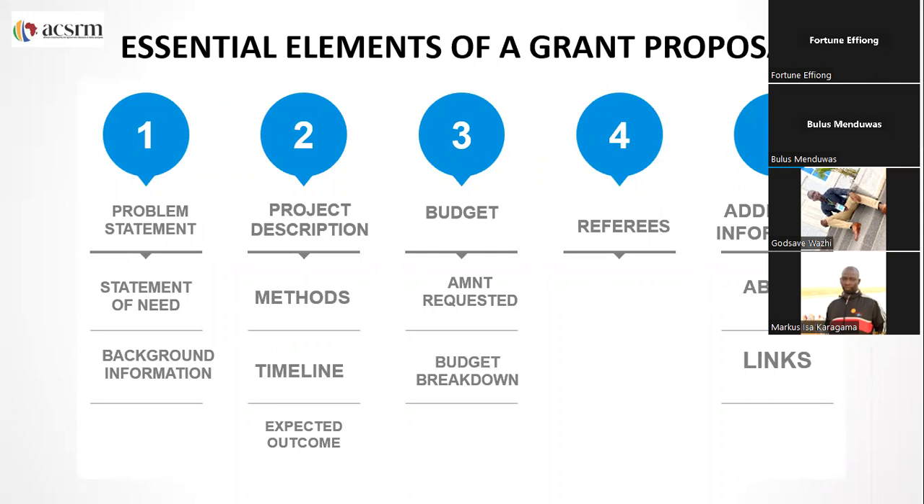So the first thing that you may be requested to present is a problem statement. Some will call it statement of need or background information. We'll talk a little more about it soon. Next is the project description, the methods, the timeline, and expected outcome. Then another important thing is the budget breakdown. Then your referees, and then additional information like supporting documents, links, and so on and so forth.